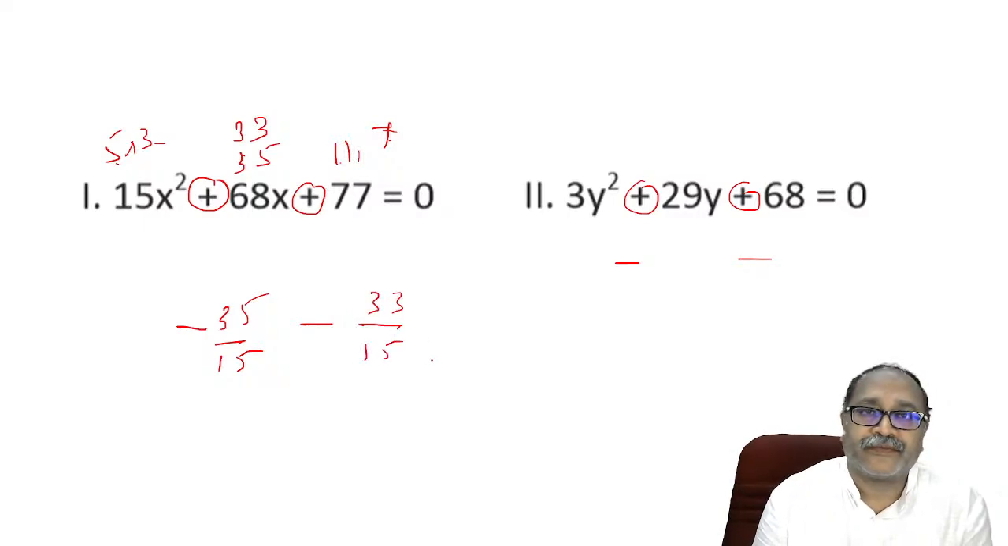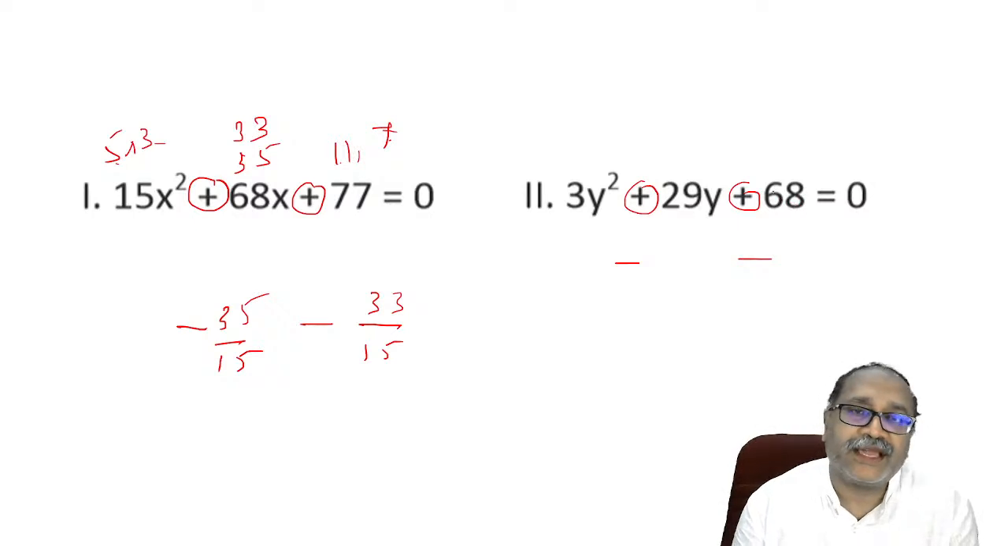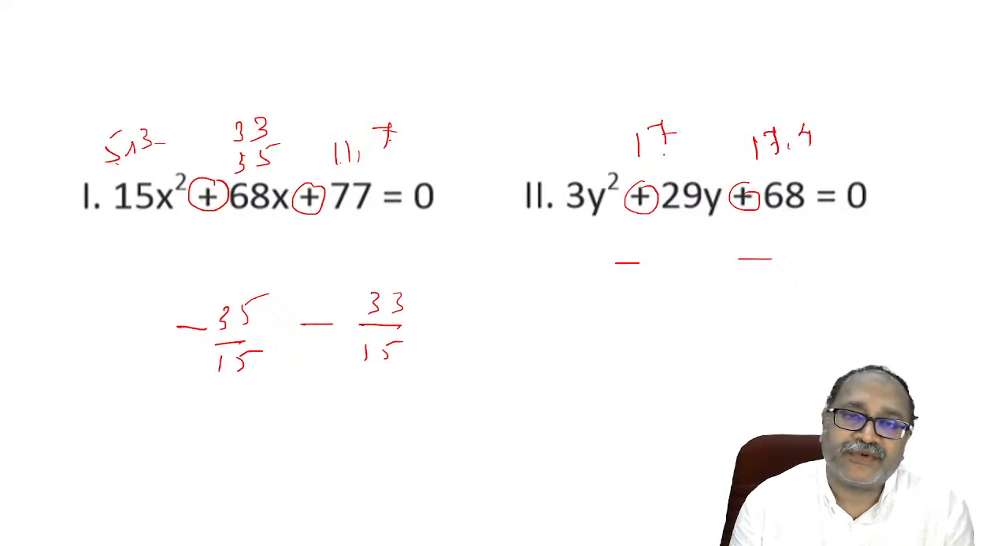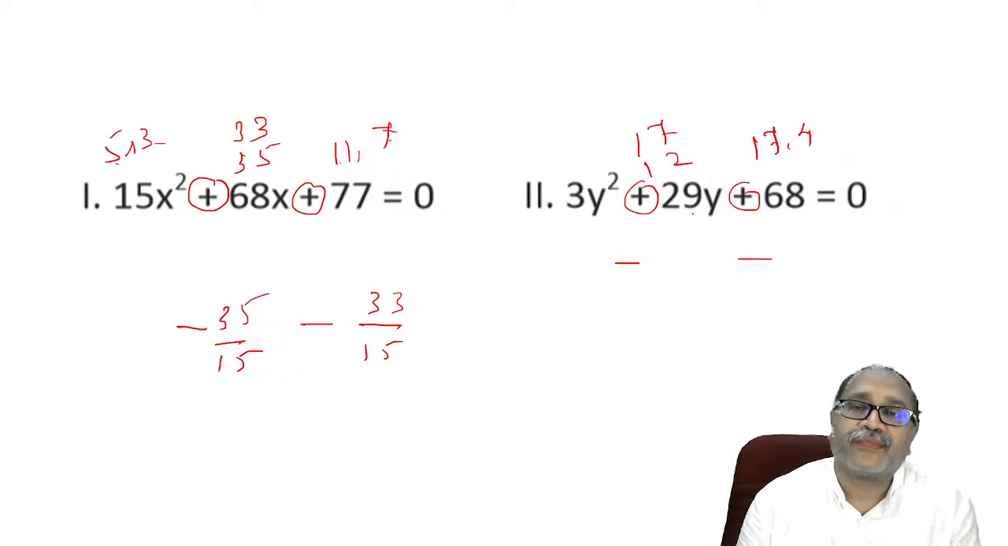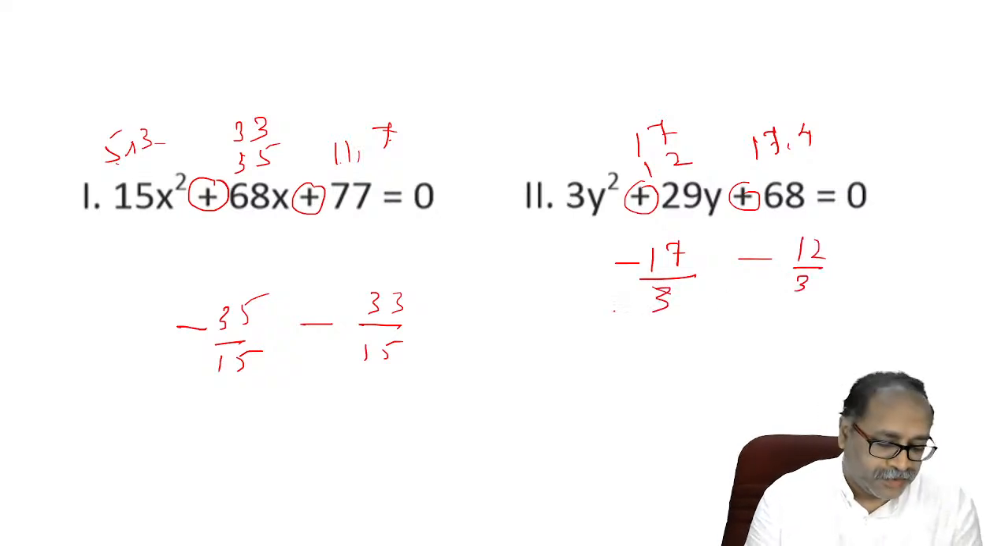It's done. Okay. Now come to this part here. So that sign is over. 68. I know that 17 4s are 68, and 4 3s are 12. 17 and 12. So here it's 17 by 3 and here it's 12 by 3. Now answer it.